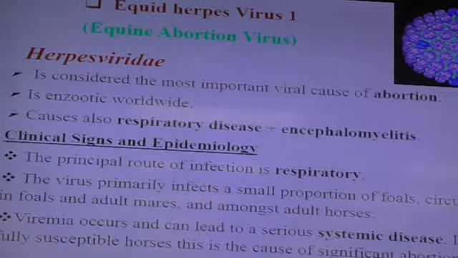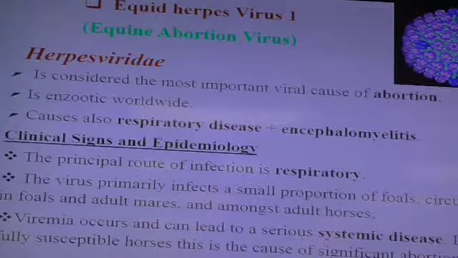Now the other name of this disease is equine abortion virus, and that's basically the main presentation of the disease. However, this virus can also cause respiratory disease and encephalomyelitis. Because of the importance of abortion: the abortion is not coming from bulls, not from sires. So it's not coming from infected semen.